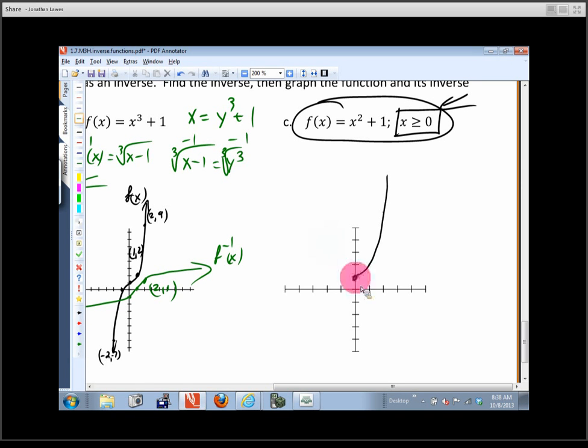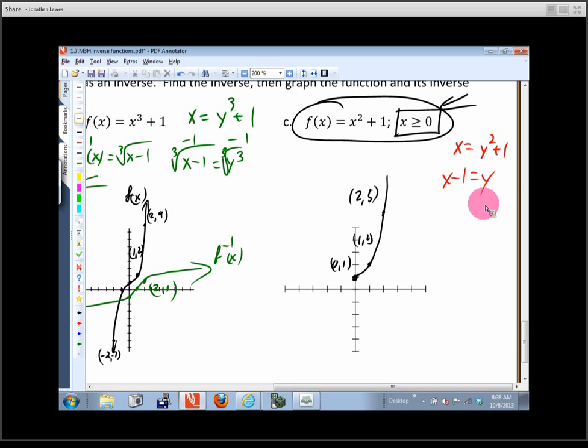Okay? So this is the point 0, 1. This one right here is easy to find, 1, 2. This one right here is also relatively easy to find. It's 2, 5. Okay? We're going to find the inverse. Okay, the inverse would be x equals y squared plus 1. Move the 1 over, x minus 1.